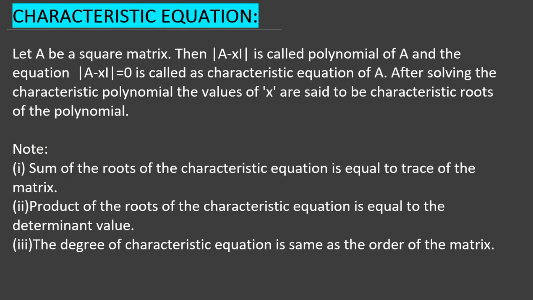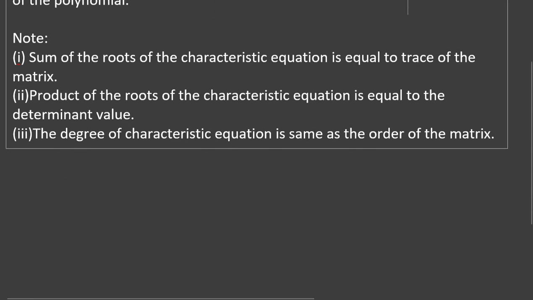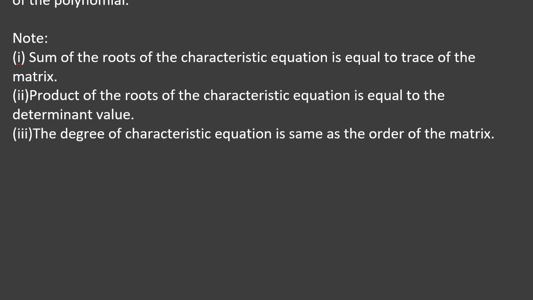Let A be a square matrix. The determinant of A minus xI, where x is a scalar and can also be written as A minus lambda I, is called the characteristic polynomial of A, and the equation determinant of A minus xI is equal to 0 is called the characteristic equation of A. After solving the characteristic equation, the values of x are said to be the characteristic roots. The sum of the roots of the characteristic equation is equal to the trace of the matrix, which is nothing but the sum of the diagonal elements. The product of the roots is the determinant value, and the degree of the characteristic equation is the same as the order of the matrix.